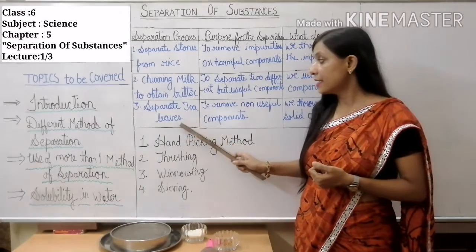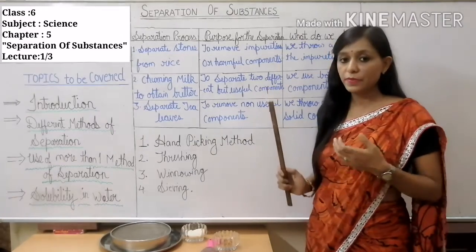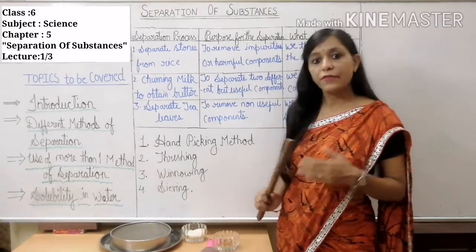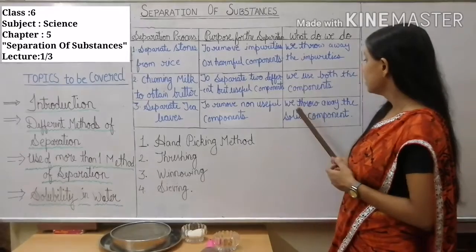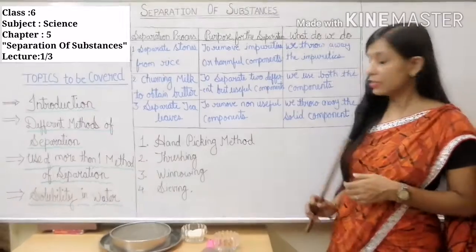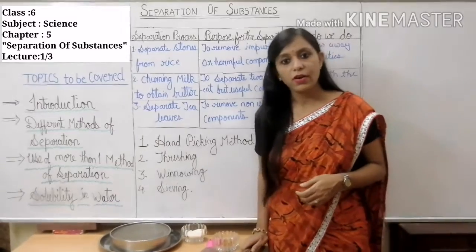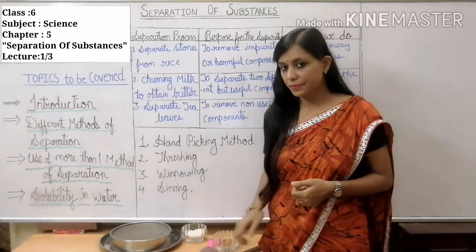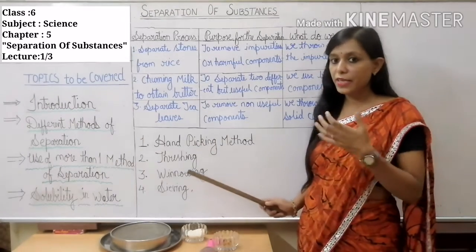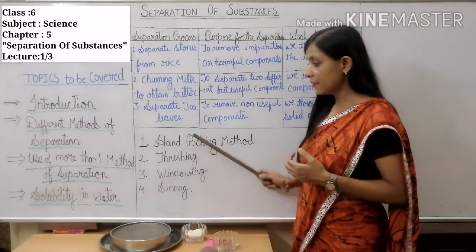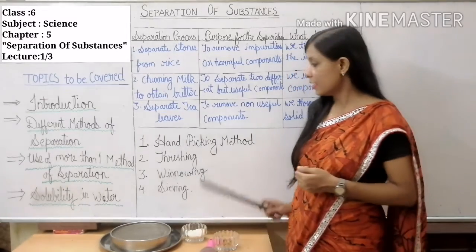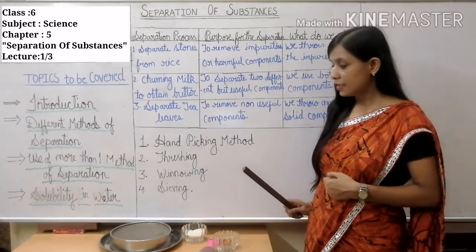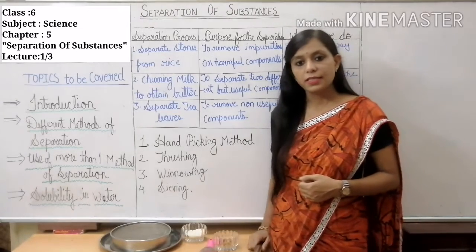Third one is separating tea leaves. What is the purpose of separation? To remove non-useful components. And what will we do with the separated components? We throw away the solid components. Now we will study the different methods of separation. There are different methods of separation, but today in this lecture we will study 4 methods of separation, and they are the hand picking method, second one is threshing, third one is winnowing, and fourth one is sieving.